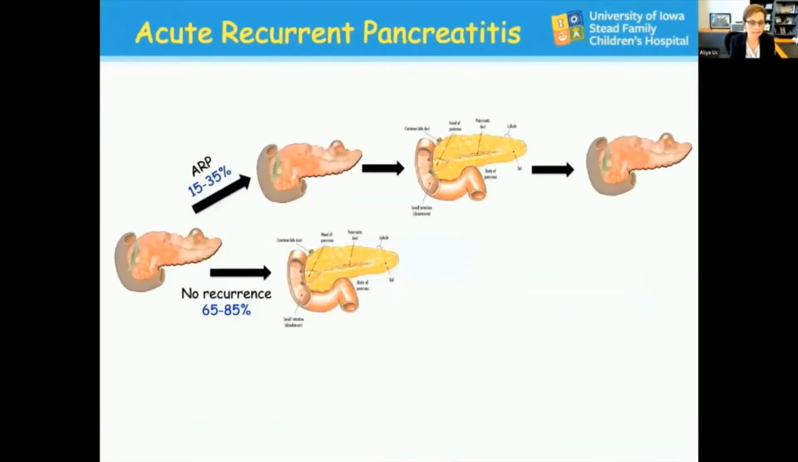So a lot of times, kids presenting with acute pancreatitis, it will be only one attack. We will never see them again. So that's about 65 to 85% of the time. There's a range, but 15 to 35% will have recurrent attacks, and some will progress to chronic pancreatitis.